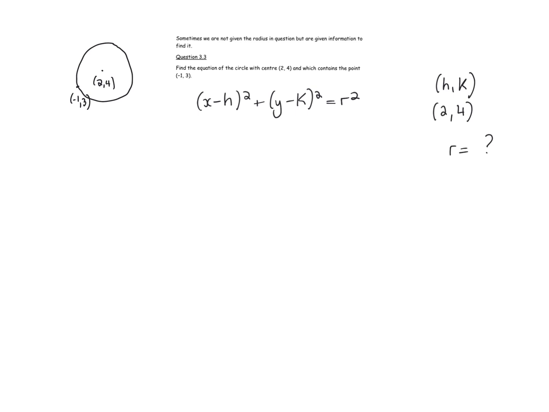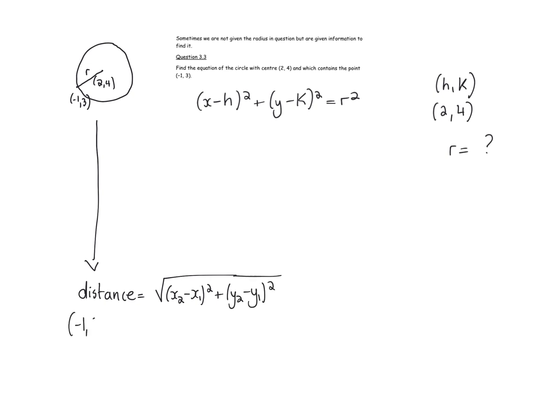And what we can see is that if you join these 2 points together, it will be the radius. So we can get the distance between these 2 points to give us the radius. The distance between these 2 points can be found using the distance formula. Now we have the 2 points (-1, 3) and (2, 4), and what we can see here is this is x1, y1 and x2, y2.